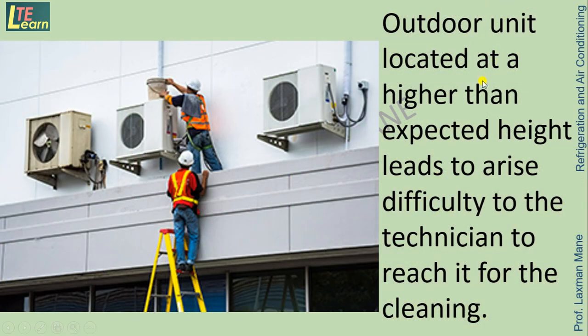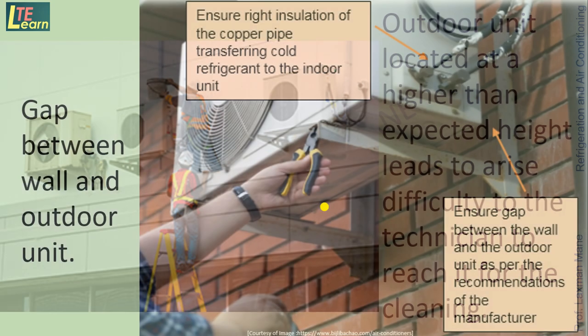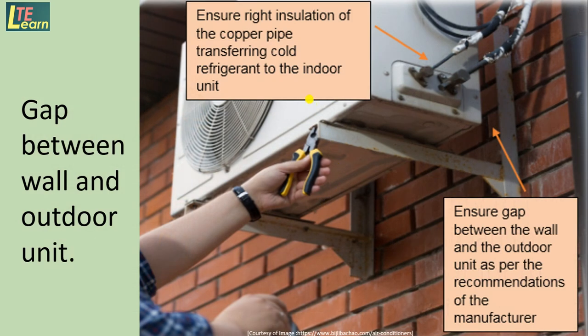Outdoor unit located at a higher than expected height makes it difficult for the technician to reach it for cleaning. It should be ensured that the gap between the wall and outdoor unit is as per the recommendations of the manufacturer. Also, ensure right insulation of the copper pipe transferring cold refrigerant to the indoor unit.